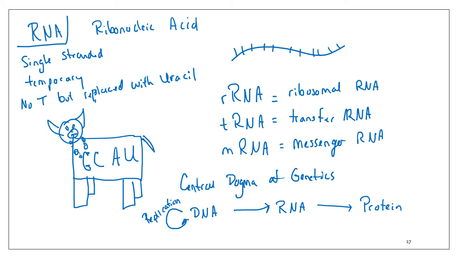Replication. It's just DNA replication. We just replicate our DNA. That's what happens during synthesis. From DNA to RNA, we have a process called transcription. And then from transcription, we move on to a process called translation. So those are those processes that are really important.